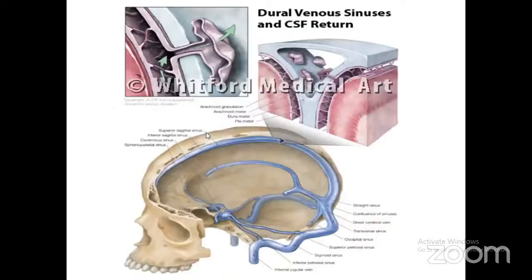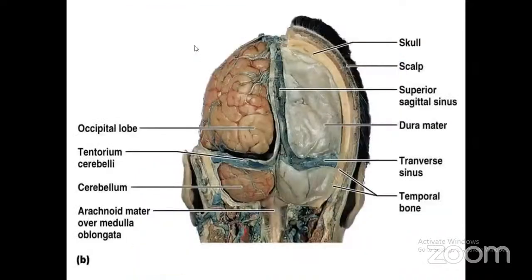As you can see here, the superior sagittal sinus, you can see arachnoid granulations, and these arachnoid granulations form a fovea in the bone that we call granular pits in the cavity of the skull. As you can notice here, you can see the superior sagittal sinus with arachnoid granulations. They absorb CSF.